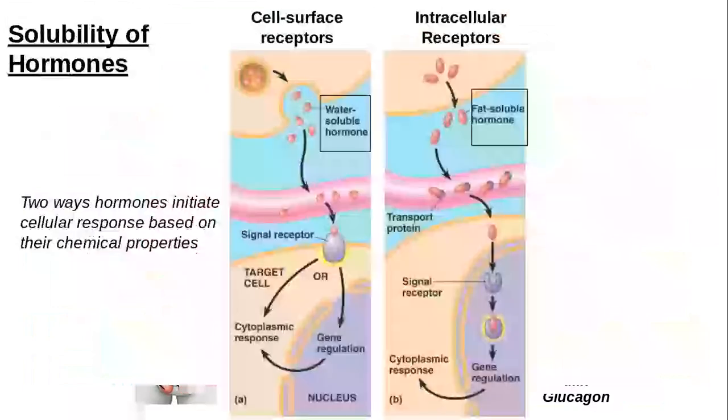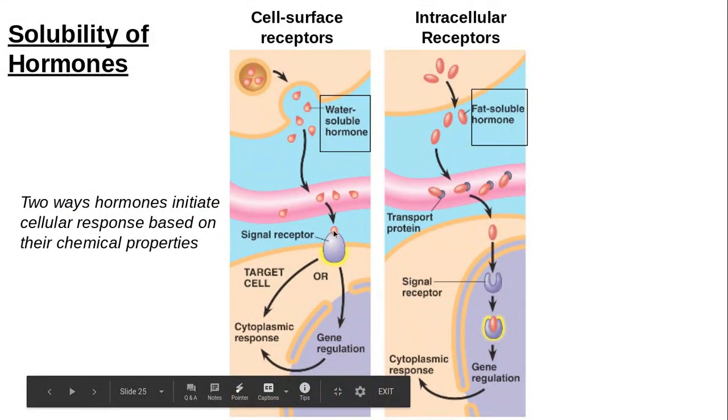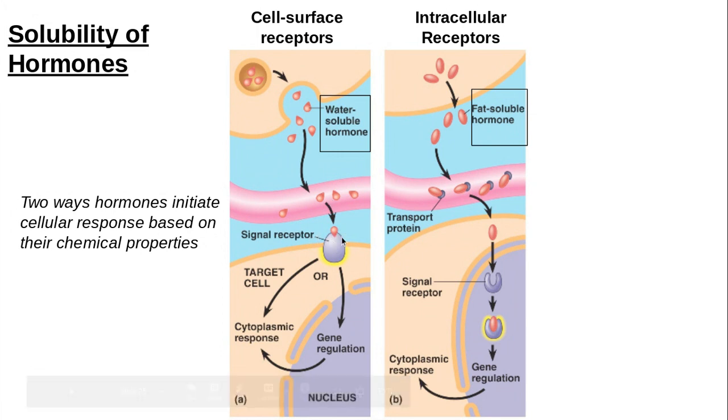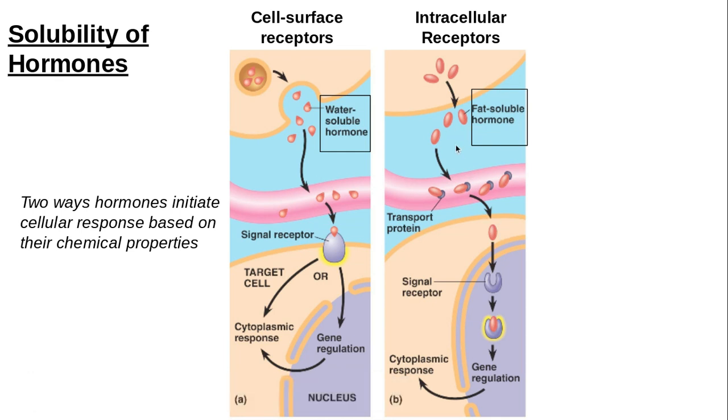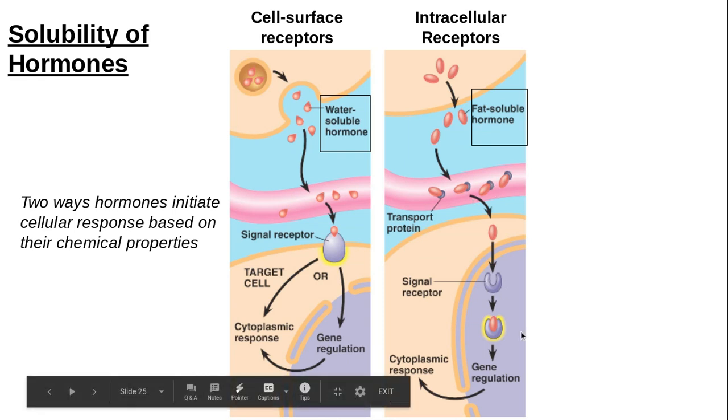And we already talked about this a little bit, but there are 2 ways hormones can initiate a cellular response. So there might be cell surface receptors, where there is a receptor on the surface of the cell with a specific location for the hormone. Or there could be intracellular receptors, where the hormone could pass through the lipid bilayer by itself because it's nonpolar, or might use a transport protein. And then there might be a receptor inside of the cell that it's going to find and then cause its response.